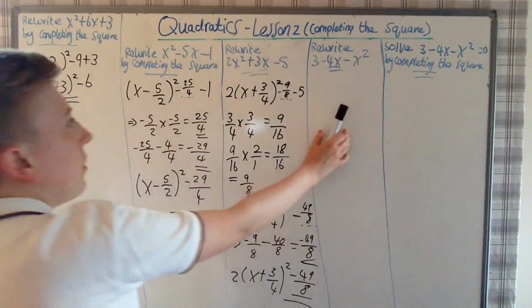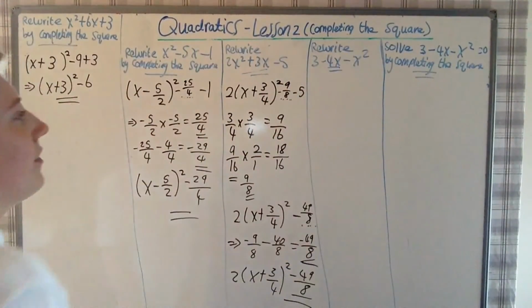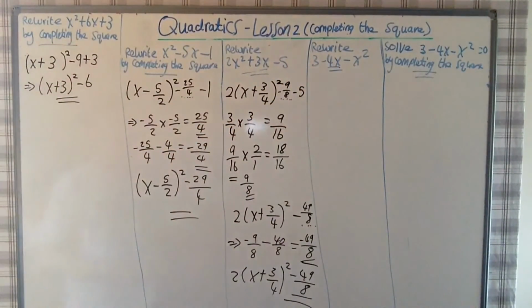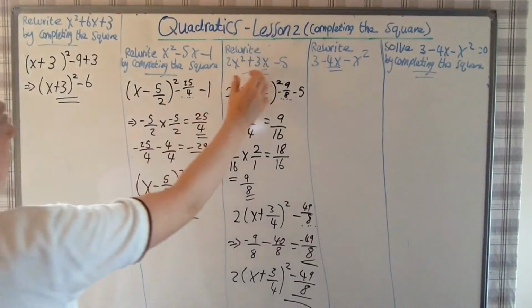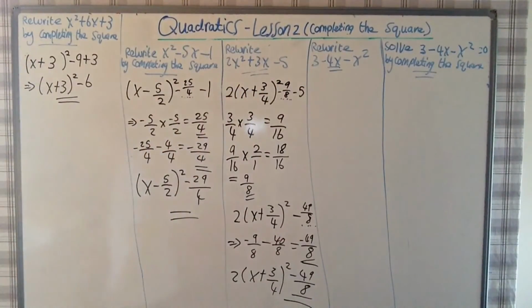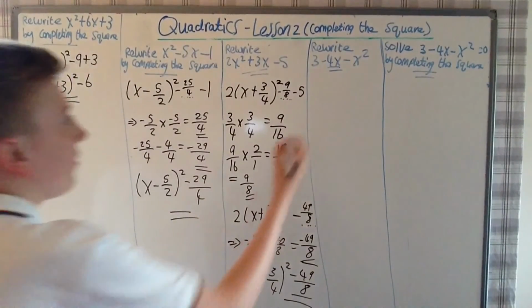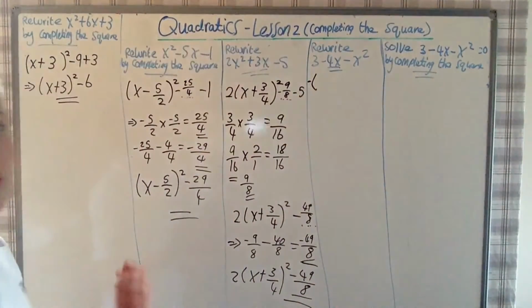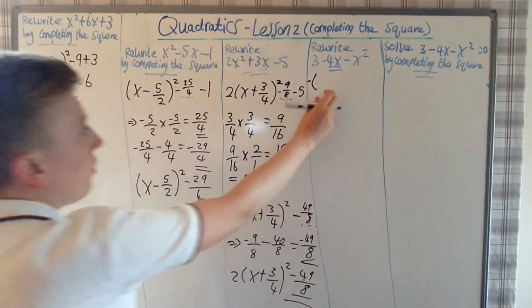If you want to have a go at home, you can do. Here we have a negative value of x squared, which makes it slightly more difficult, but we don't have a coefficient of x squared higher than 1. So let's go through this question. We're going to have to make this a negative. So the first thing we do is put a negative sign outside of our bracket, which we use to complete the square.